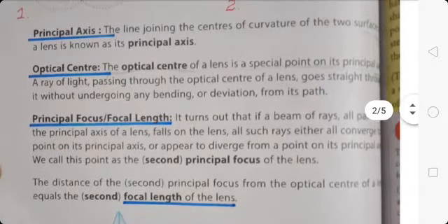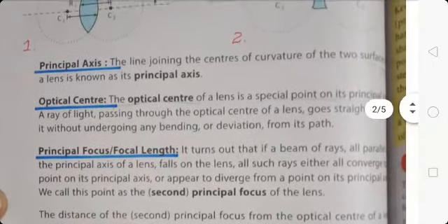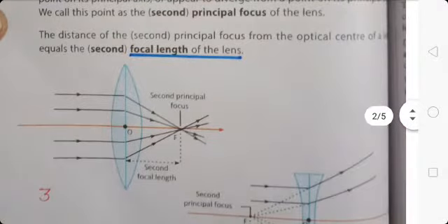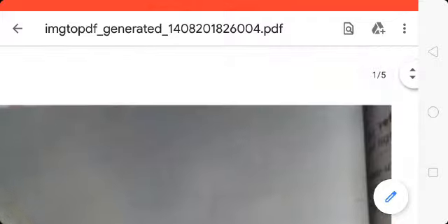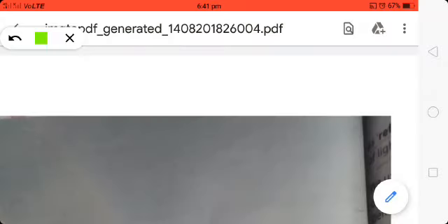Dear students, I have already told you that this is one of the difficult chapters. So you have to revise these terms carefully so that you can understand them very well.